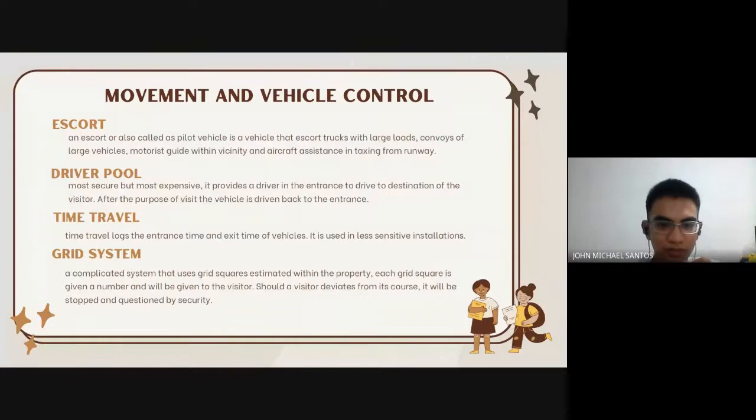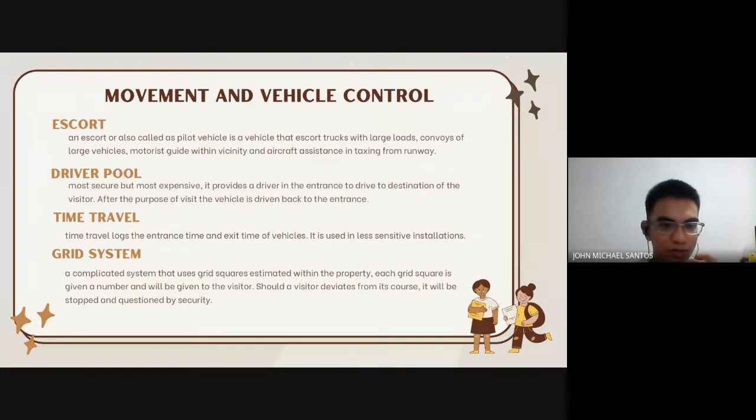Search of vehicles. At the entrance of the property, there is a sign installed that warns vehicle drivers that there will be a search upon entering the property. The driver must stop at the entrance for a car inspection, and if they don't find anything suspicious, they're allowed to enter the property.